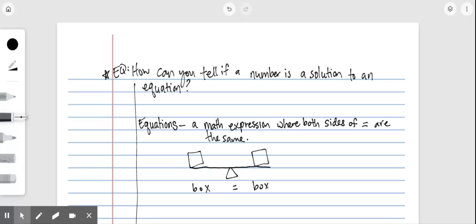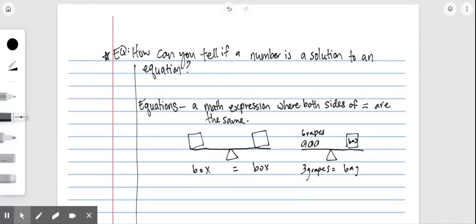thing on both sides. So for example, I could have an equation or a balance beam where I've got 3 grapes on this side, and I've got a bag on this side. Okay, so 3 grapes is the same weight as a bag, which means guess what's going to be in the bag? 3 grapes, right? So the bag has 3 grapes. So this is how equations work. So it's where both sides are equal.